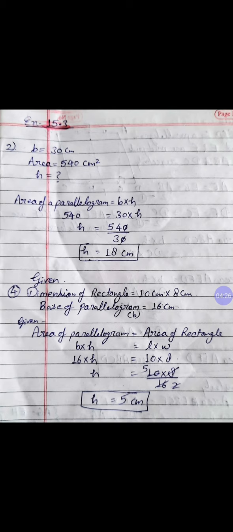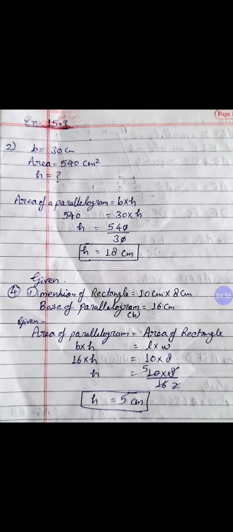First of all, the area of the parallelogram and the area of the rectangle are both equal. The dimensions of the rectangle are given as 10 centimeter into 8 centimeter. The base of the parallelogram is given as 16 centimeter. Now let's come to the given condition. Area of parallelogram is equal to area of rectangle. So area of parallelogram will be B into H and area of rectangle will be length into width W.